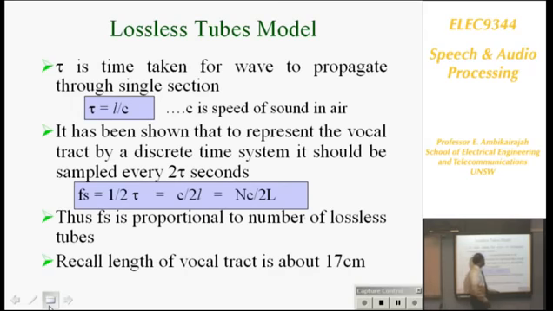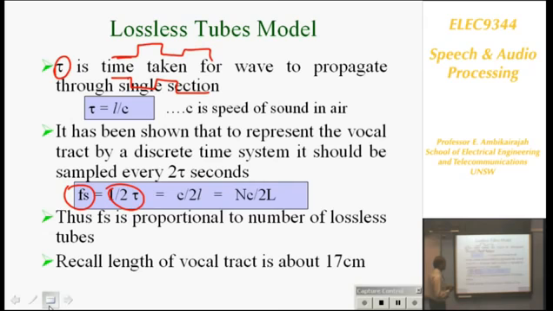And we can show that tau is the time taken for the wave to propagate through a single section, one small section of the vocal tract. There are many sections there, 1, 2, 3, like that for the vocal tract. For one section, it takes tau, and it has been shown before that for a discrete system, if you want to sample, 1/2 tau is our sampling frequency.